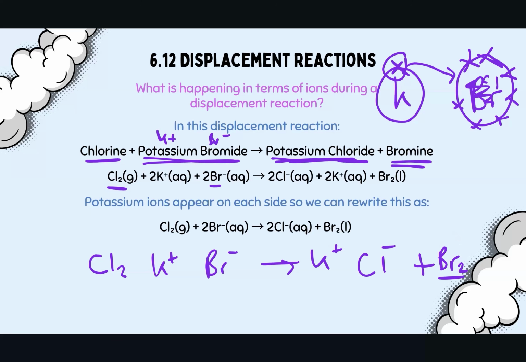Now the next thing we've got to do is delete. It says potassium ions appear on each side, so we can rewrite this as that. So we're going to get rid of K plus because it doesn't change. Look at Cl2, it goes from having 0 charge to being -1. The K plus is K plus there and it's K plus there, so we delete the spectator ion. And Br minus has gone from minus to Br2.